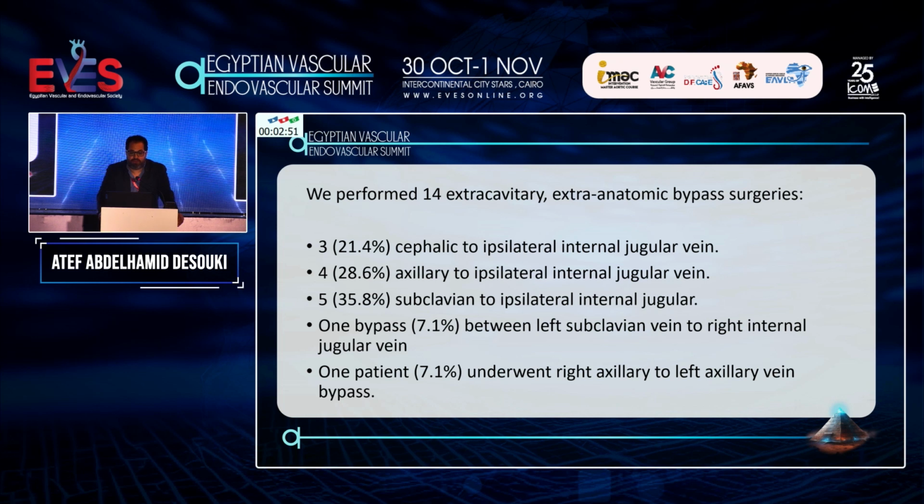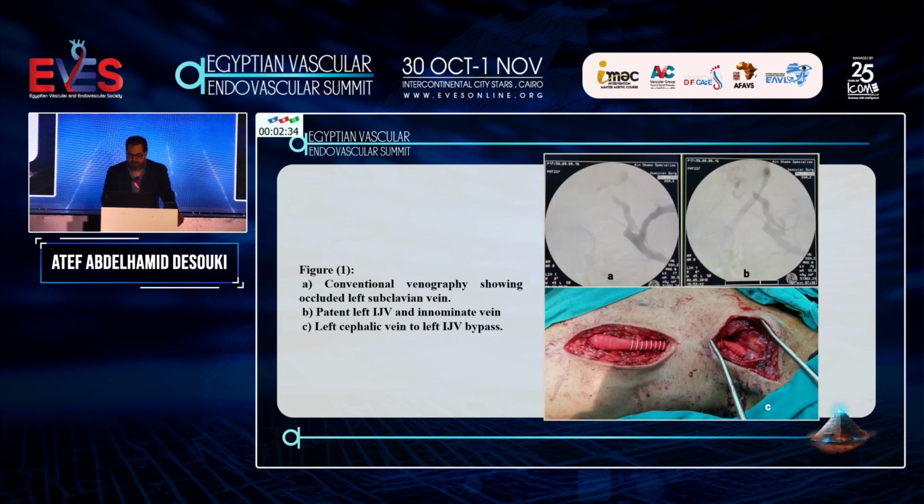We performed 14 extracavitary extra-anatomic bypasses: 3 cephalic to ipsilateral internal jugular, 4 axillary to ipsilateral internal jugular, 5 subclavian to ipsilateral internal jugular, 1 bypass between the left subclavian vein and the right internal jugular, and 1 patient underwent right axillary to left axillary vein bypass. These are examples of the surgeries we have done. In the first one, the conventional angiography shows an occluded left subclavian vein, and this patient underwent left cephalic vein to left internal jugular bypass.